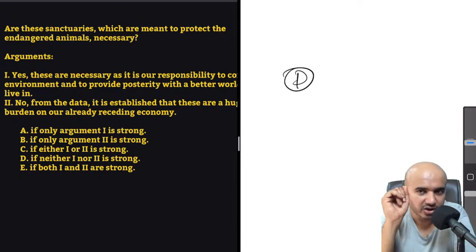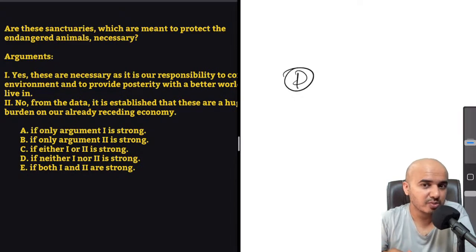So we have a few arguments. Let us look at the arguments. The argument 1 says yes, of course. These are necessary as it is our responsibility to conserve environment, wildlife, and provide posterity, that is future generations, with a better world to live in.